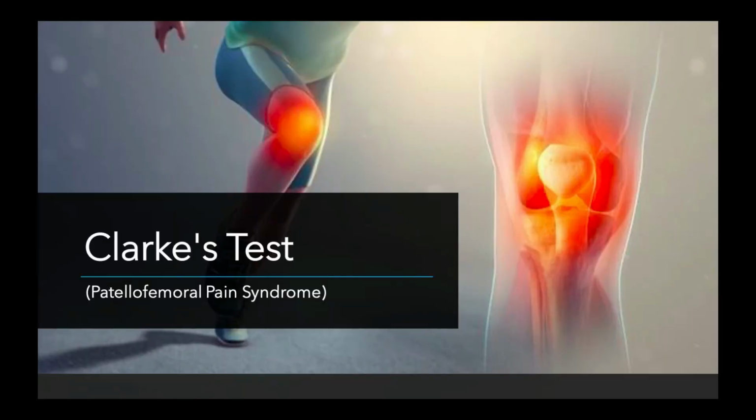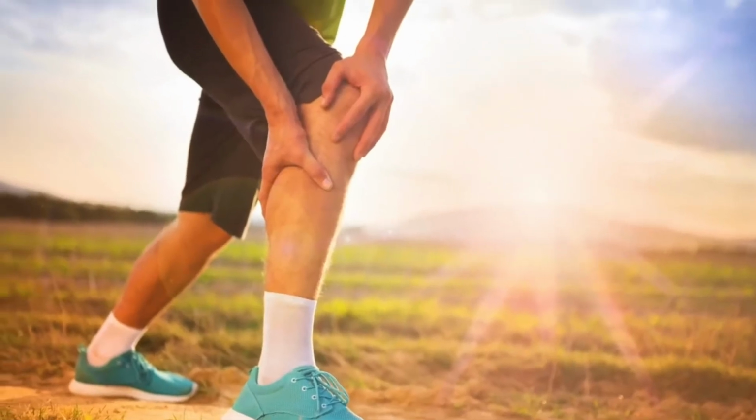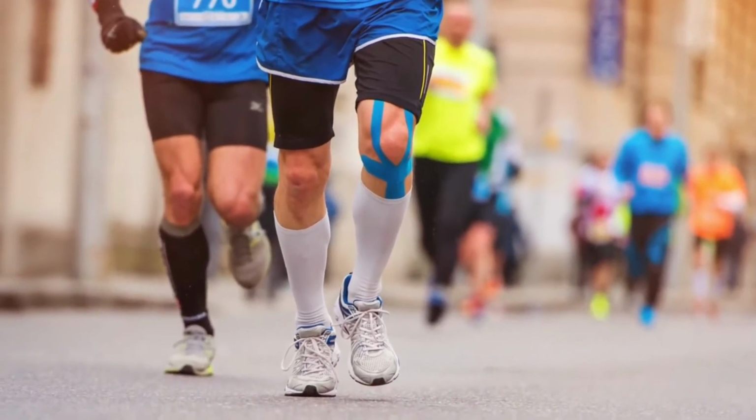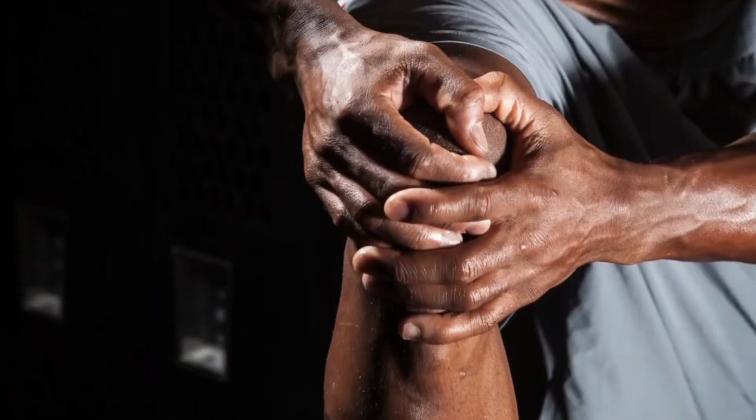Hello, my name is MOHAMAD SYAKIRIN bin SHAFIE. I'm from RSR 2433B, and now I'm going to explain about the clarke test. This test is also known as the patella grind test. The purpose of this test is to detect the presence of patellofemoral joint disorder. For example, patellofemoral pain syndrome, PFPS, also known as runner's knee, anterior knee pain, and patellofemoral joint syndrome.